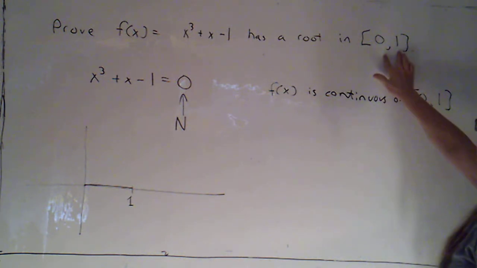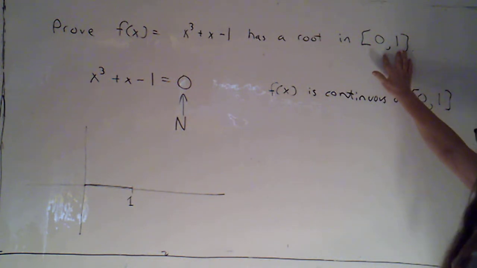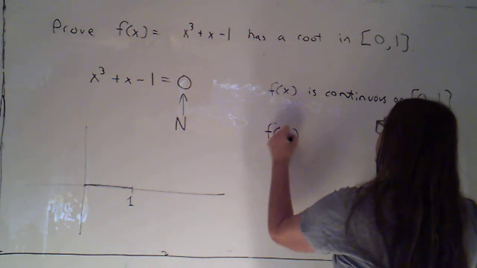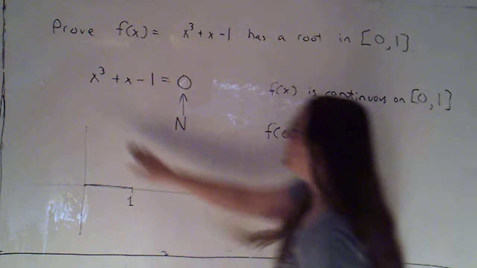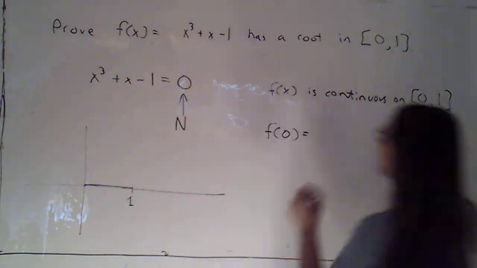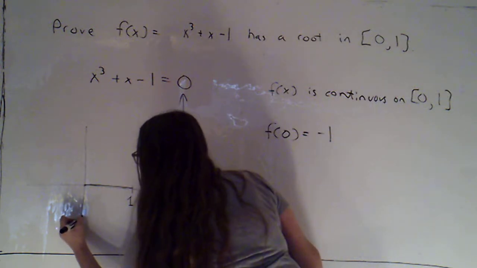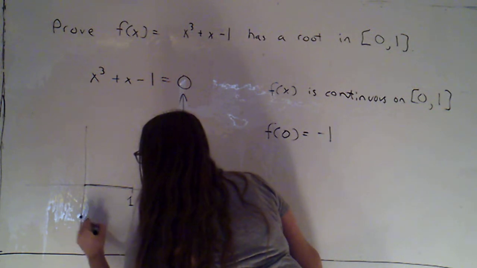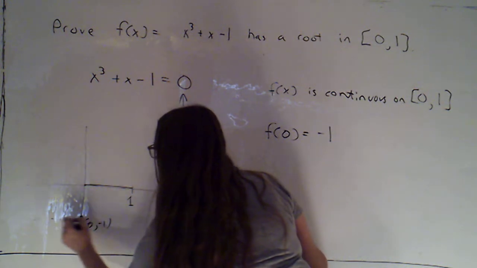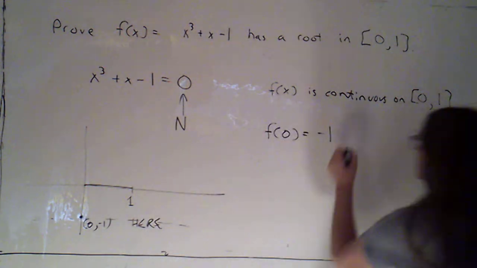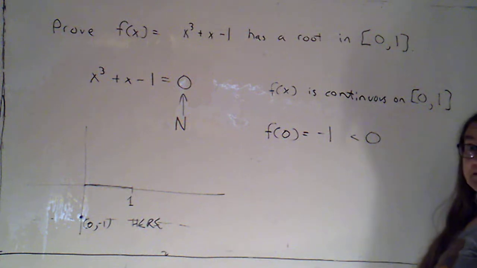Okay. So since we were given this interval, I was given these endpoints, I'm thinking that's probably what I want to use. So let's just see. F of 0 would be 0 plus 0 minus 1. That's going to be -1. So there's my point 0, -1. I can sort of say, hey, that's down here. That's negative. That's less than 0.